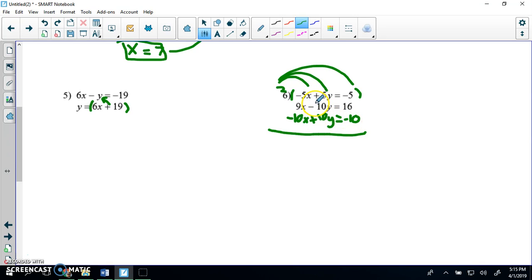Now, if I combine these by adding, negative 10 and positive 10 cancel out. Now be careful, if you have negative 10 and negative 10, you can't add them together. That would be negative 20, right? In that case, you might want to subtract. I always try to make sure they're opposite signs so they can be added. 9 and negative 10 is a negative 1x. And that's going to equal, I believe, 6.